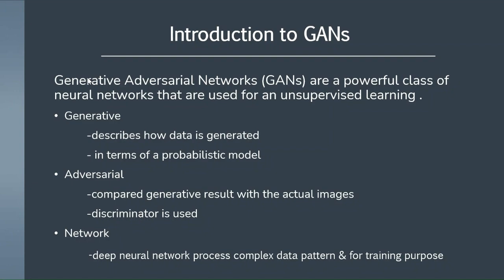Generative refers to a model which describes how data is generated in terms of a probabilistic model. In the context of GANs, adversarial refers to a competition between the generator and the discriminator. By using the discriminator, the generated results are compared with the actual images. Network refers to a deep neural network, which is a type of artificial intelligence algorithm. It processes complex data patterns and is used for training the generator and the discriminator.